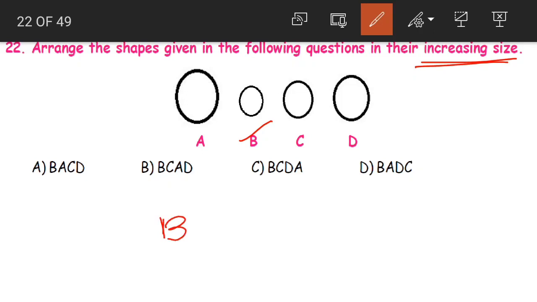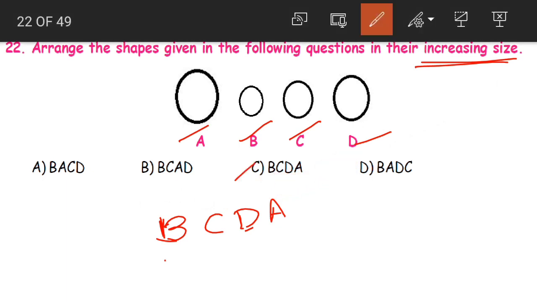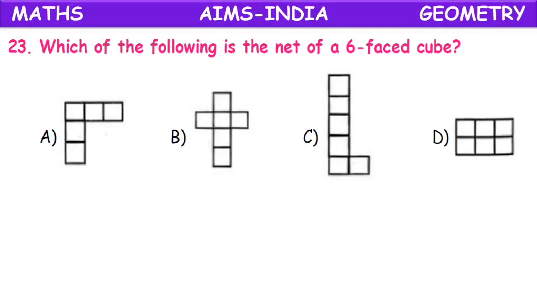So first comes B. Then the next circle is what? This one, C. Then the next one is D, and the last one, the largest circle here, is A. So this format, B, C, D, A, becomes the order of these shapes in increasing size. I hope this is clear, and that is our option C. The smallest one is B and the largest one is A.